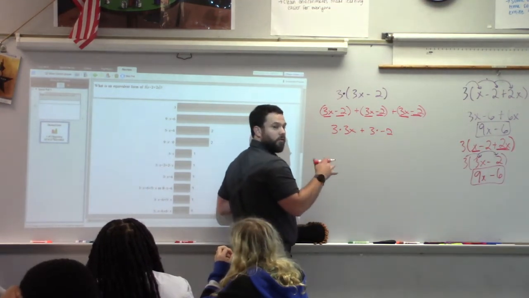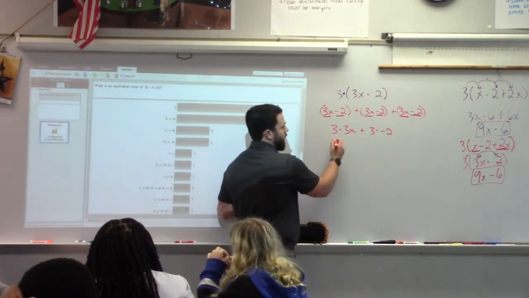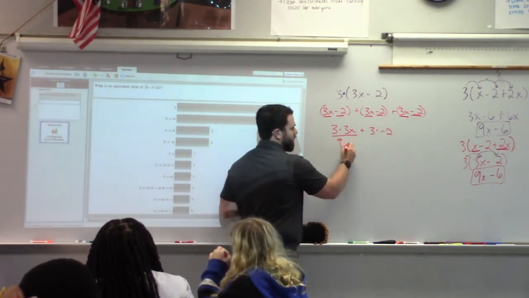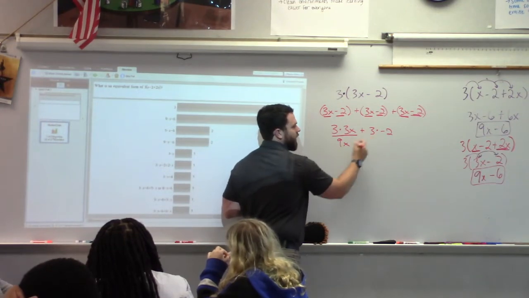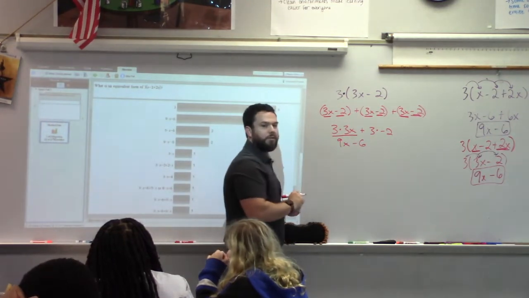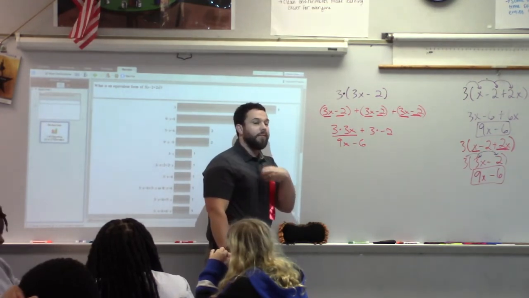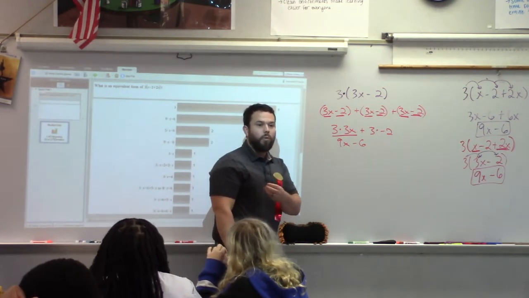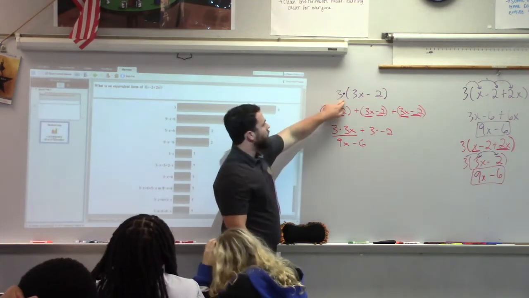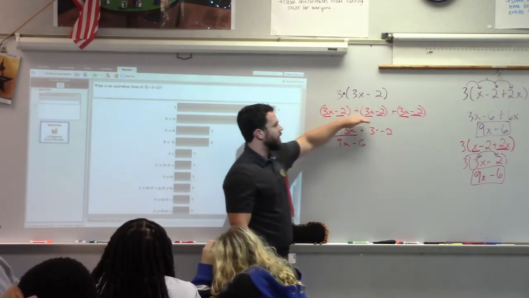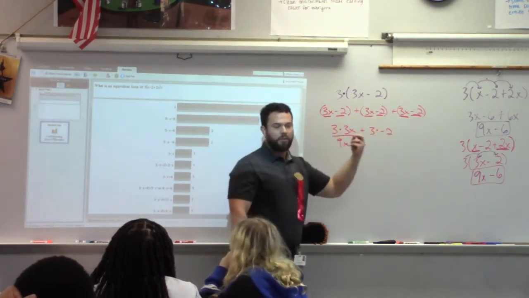Does that help make a little bit of sense? A little bit. Okay. But notice 3 times 3x is 9x. 3 times negative 2 is negative 6 or minus 6. What I want to emphasize is this. If you're uncomfortable with distribution, could you rewrite that multiplication as just repeated addition and add your like terms?